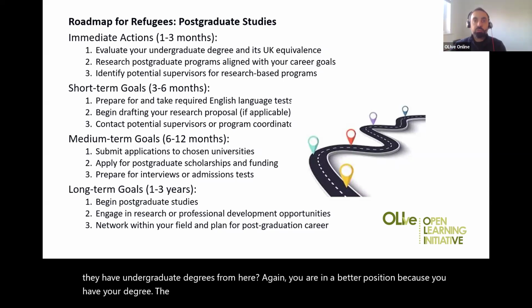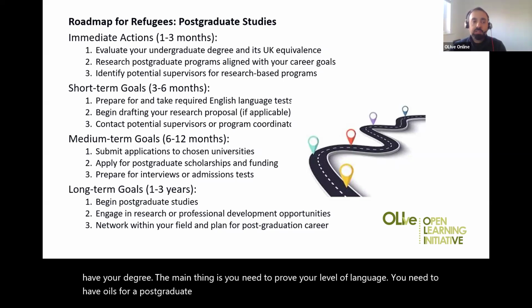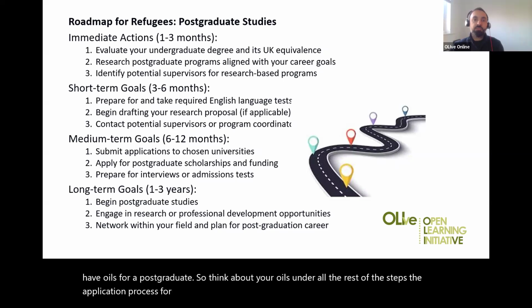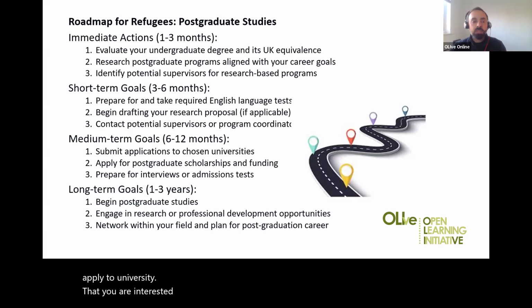The main thing is you need to prove your level of language. You need to have IELTS for a postgraduate. So think about your IELTS, and there are the rest of the steps. The application process for postgraduate is different. Most of the time you need to directly apply to the university that you are interested in studying at, and you need to go through the application process.